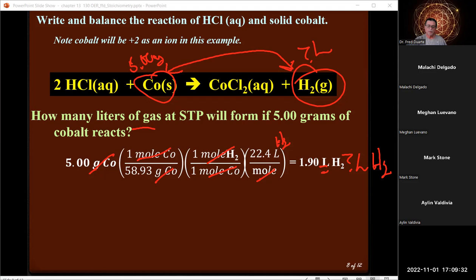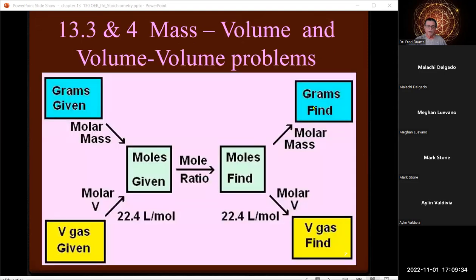In essence, if we go back to the flow chart, we went from here to here. And if you had the flow chart in front of you, that's how we went. That would help you out.